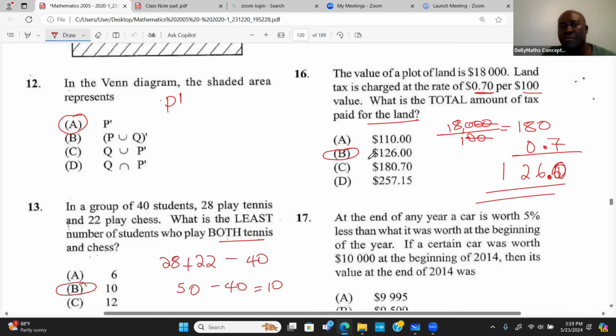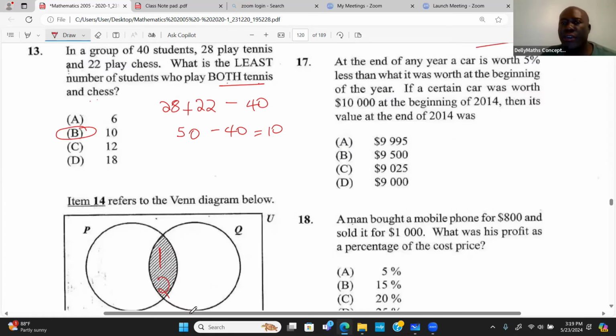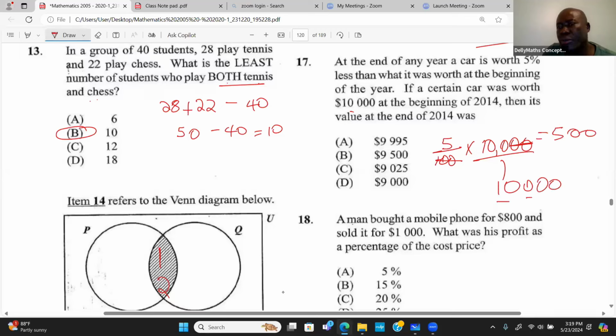Tax is 126. Number 17. At the end of a year, a car is worth 5% less than what it was worth at the beginning of the year. If a certain car was 10,000 at the beginning, then the value at the end, let's take a look. It says a car is worth 5% less, so you could take off 5%. So let us find 5% of that 10,000. Very straightforward. Two zeros, take off two. So that's 500 there. So $500 would be coming off. If you subtract that 500, you're left with 9,500. Number 17, our answer is B.